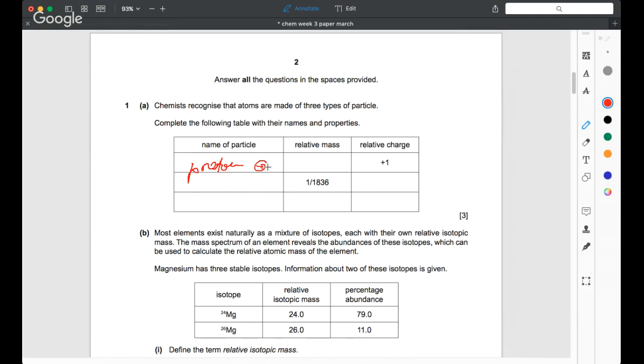What do you have inside the nucleus? Protons. And what else? Inside the nucleus you have protons, which are positively charged, and electrons that orbit around the nucleus. So what do you have inside the nucleus? Protons and neutrons. That's right. But this is not neutron, this is electron. So the third one would be neutron.